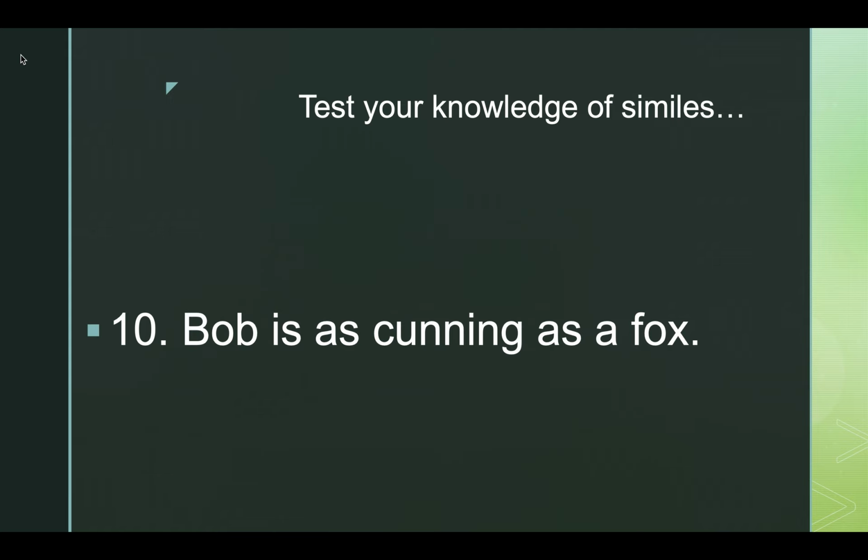Final one. Bob is as cunning as a fox. Now, if you know anything about foxes, they're pretty smart creatures. And so Bob is being compared to a fox, and the quality is that of being cunning, or you could say being very smart. How did you do with these?